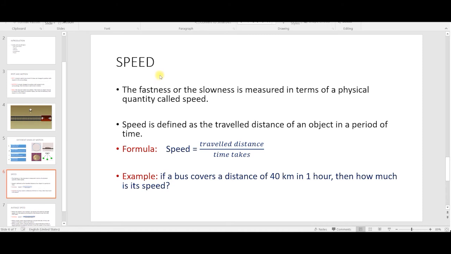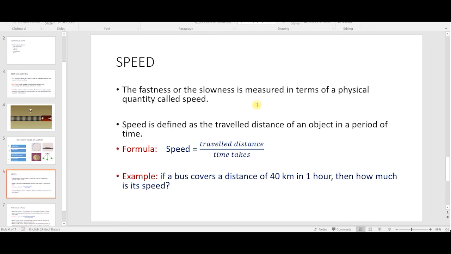Okay, dear students, how do we know about the fastness or the slowness of a body or an object? The fastness or slowness of a body is defined as the speed of that object. So we can say that speed is the fastness or slowness measured as a physical quantity, and speed is defined as the distance traveled by an object in a period of time.